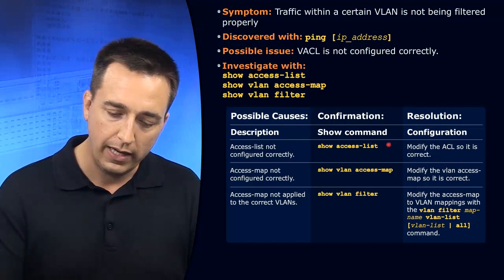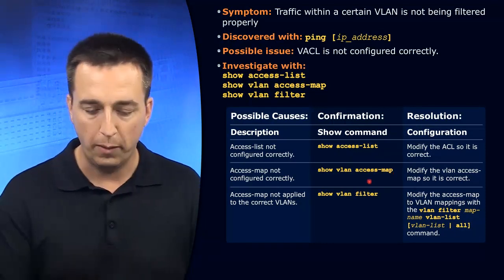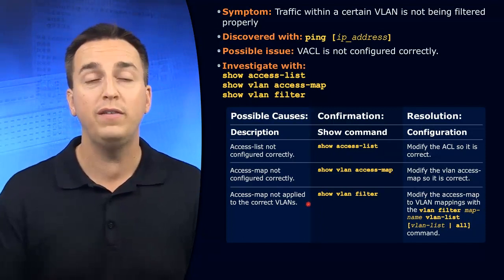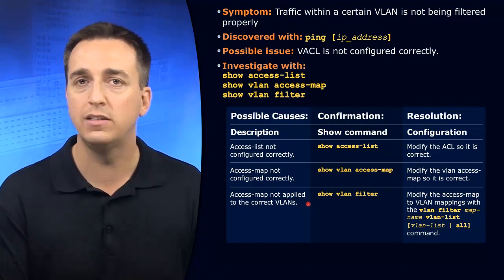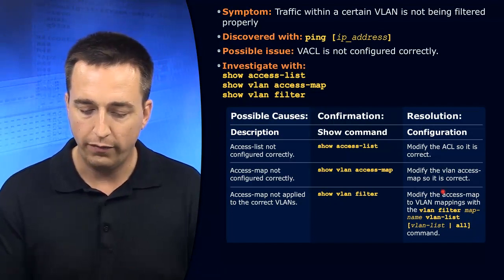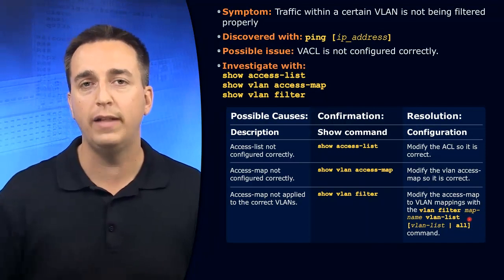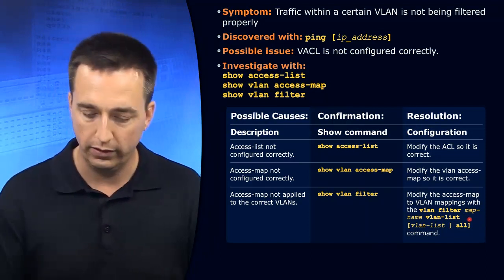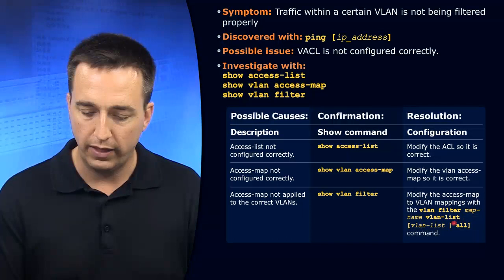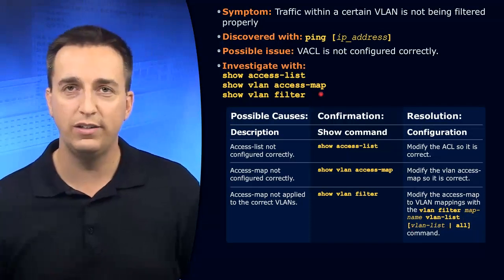But maybe you verified the ACL, it's fine. You verified the access map, it's fine. What else could be the issue? Well, did you apply it properly? You apply VLAN access maps to VLANs to filter the traffic, and you do that with the VLAN filter command. So if the VLAN filter command was not set up properly, you'll have to remove the current VLAN filter and then apply the correct VLAN filter that is specifying the correct VLANs that the access map is applying to.